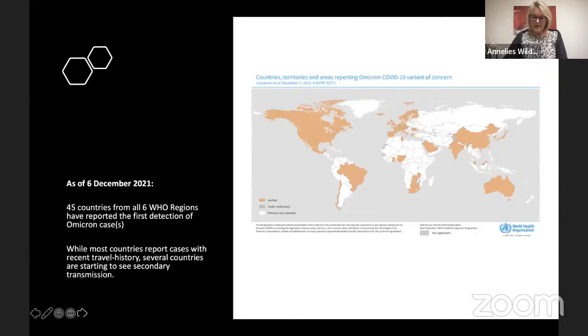So by now, as we've already seen, Omicron is in more than 45 countries in all 6 WHO regions. In fact, countries are now reporting cases of Omicron even before South Africa reported it. And there's already community transmission, so there are no more direct travel links anymore, which means travel bans will now not help anymore. And what we need to do is to focus on containment.